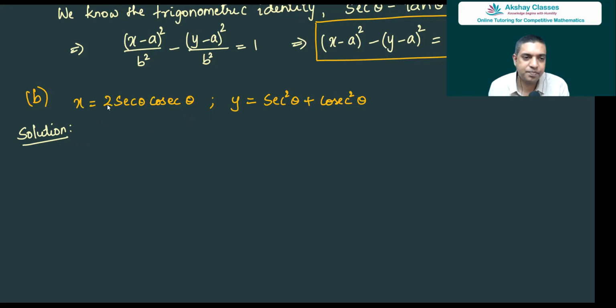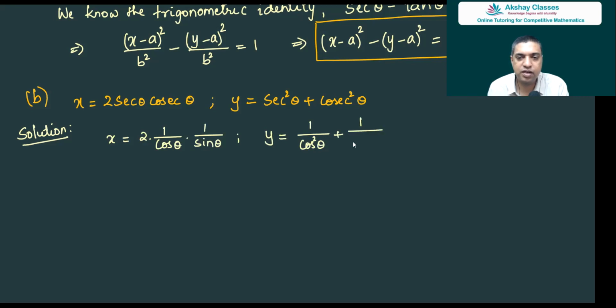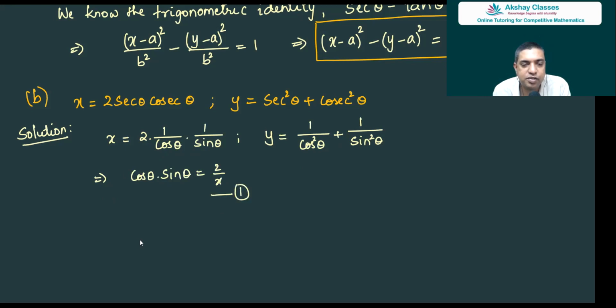Say this. X is 2 into 1 by cos theta into 1 upon sine theta. Now y is 1 upon cos square theta plus 1 upon sine square theta. So here from x we will get cos theta into sine theta is equal to 2 upon x. This is the first equation.